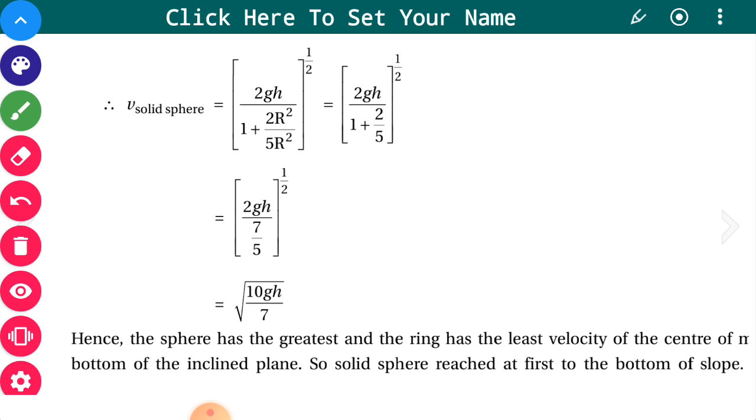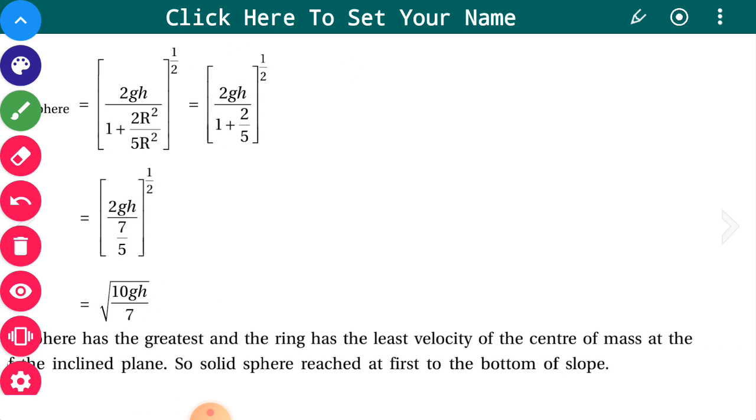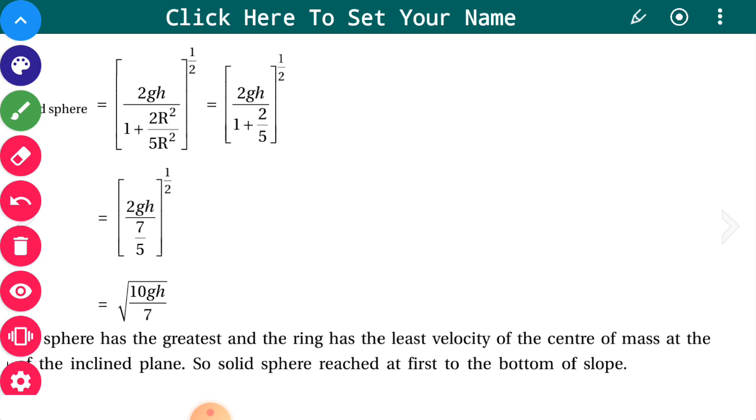So this way we will have the different speeds of the objects when they are reaching the bottom, and the sphere has the greatest and the ring has the least speed of the center of mass at the bottom of the inclined plane. So the solid sphere reaches the bottom of the slope first.